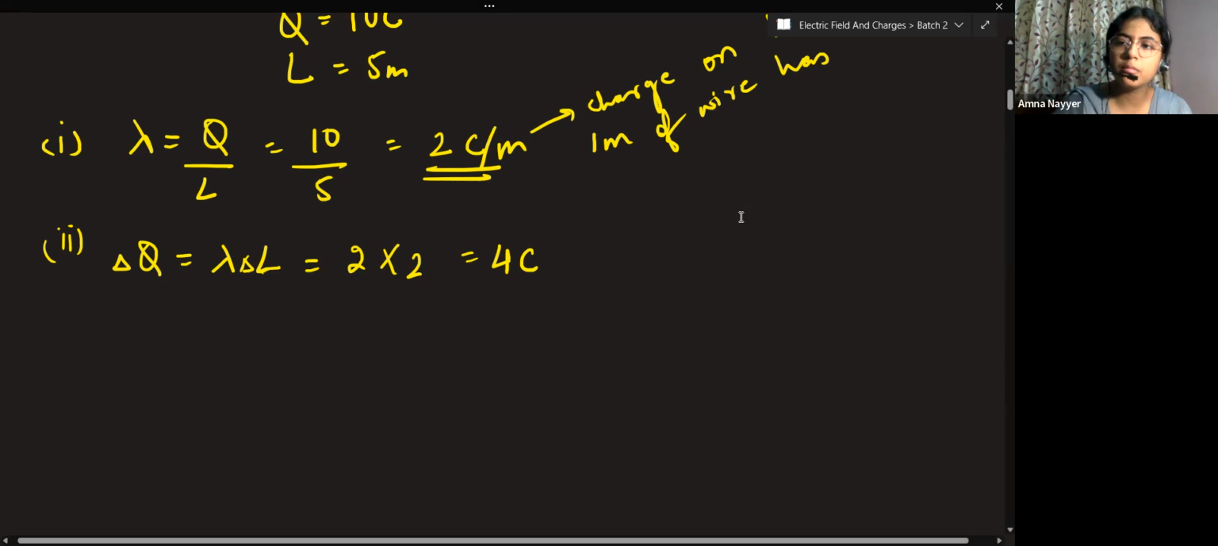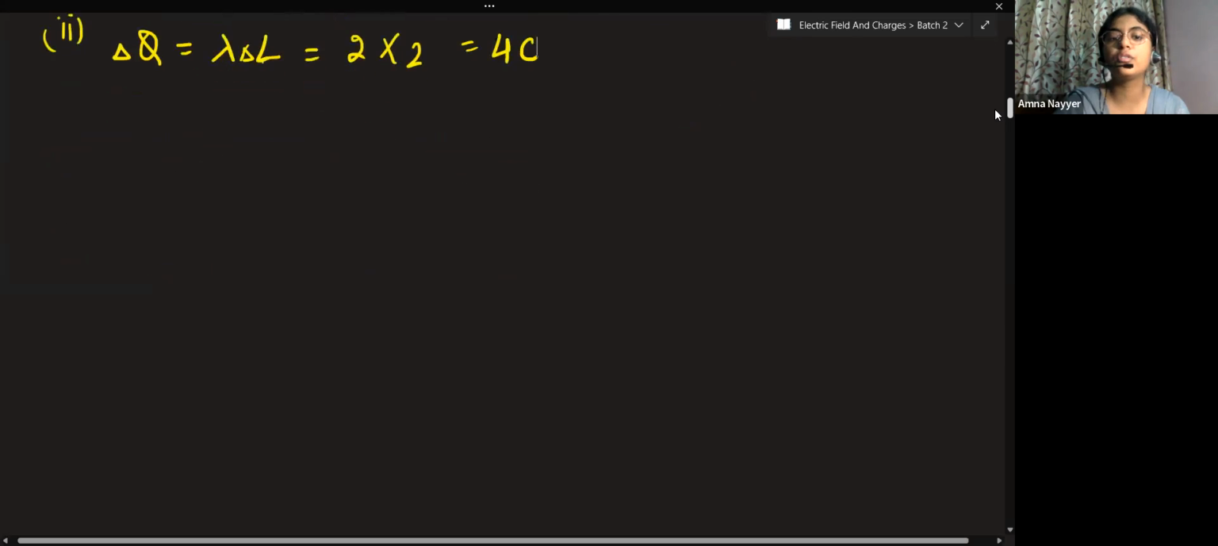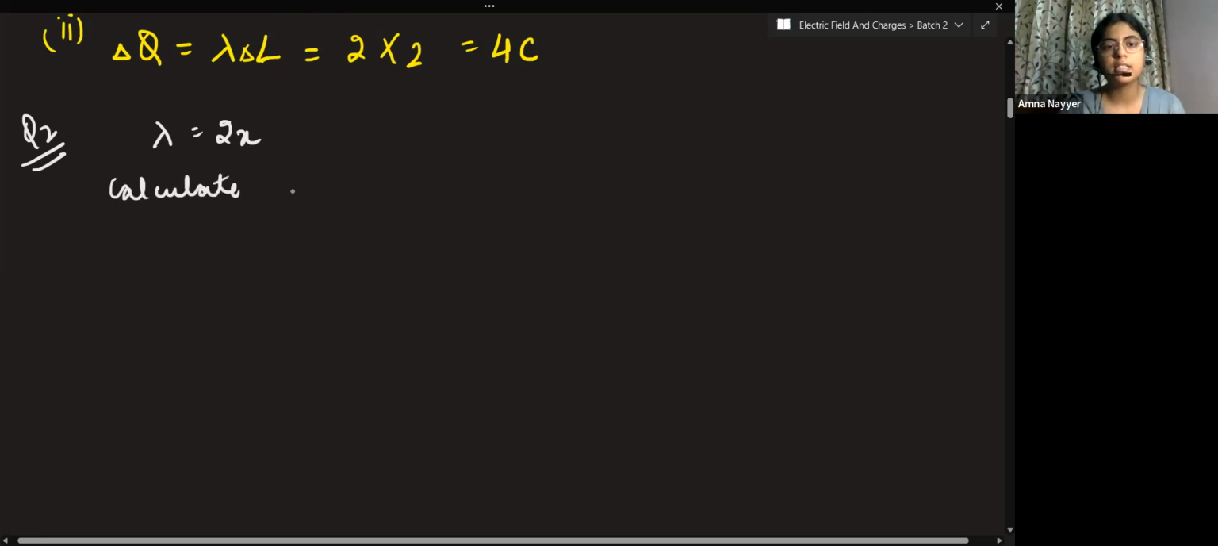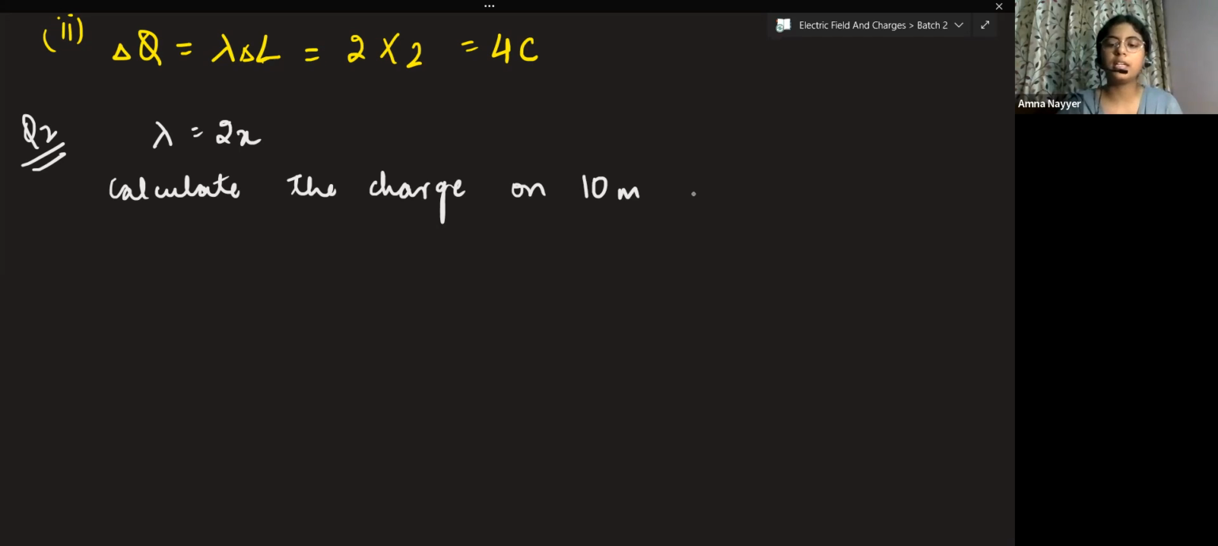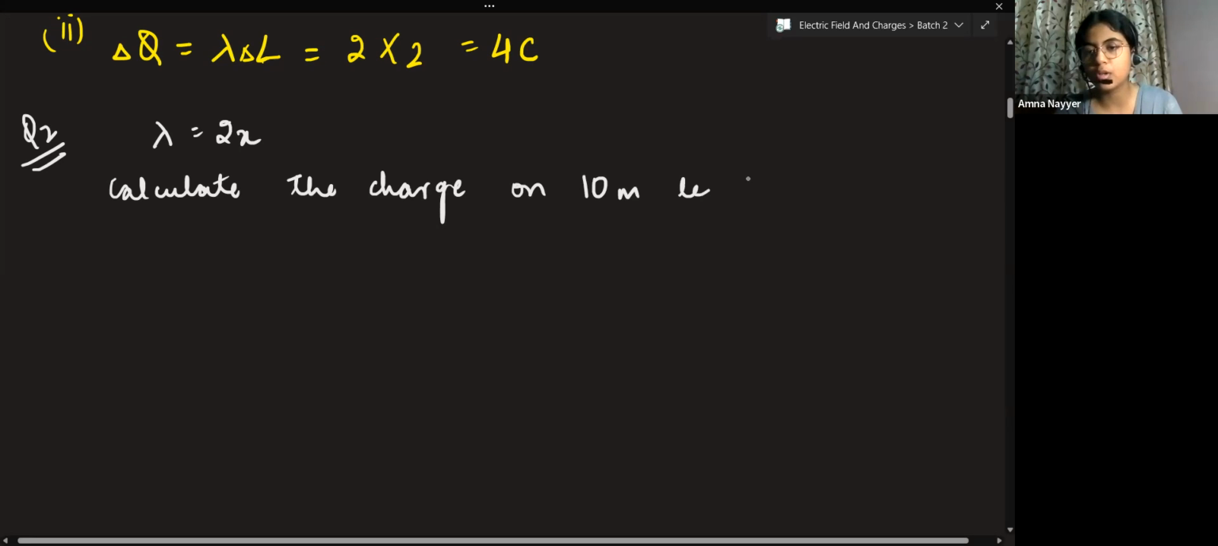Let's do one question where a non-uniform charge distribution is given. If I say the linear charge density of the wire, lambda, is 2x, this is given to you as 2x, and you have to calculate the charge present on, let's say, 10 meters. Calculate the charge on 10 meters length of wire.